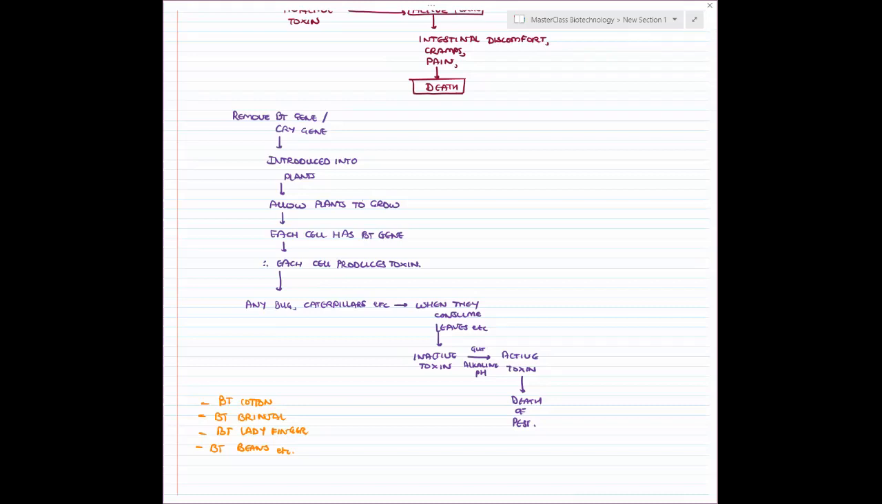Due to the toxin, gut becomes alkaline? No. Alkaline is the pH inside the gut. So you will see that in the stomach it is acidic, and in the intestines it is going to be alkaline.